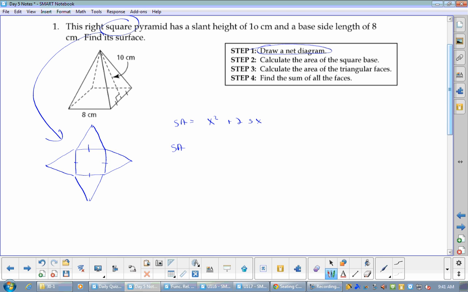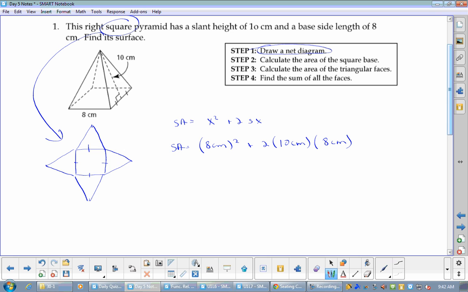Now, surface area equals, and let's start using our units. We have 8 centimeters squared plus 2 times our slant height, which is 10 centimeters, and our x, again, is 8 centimeters.